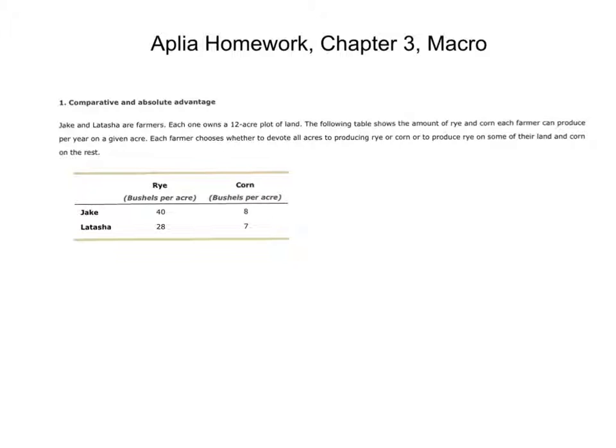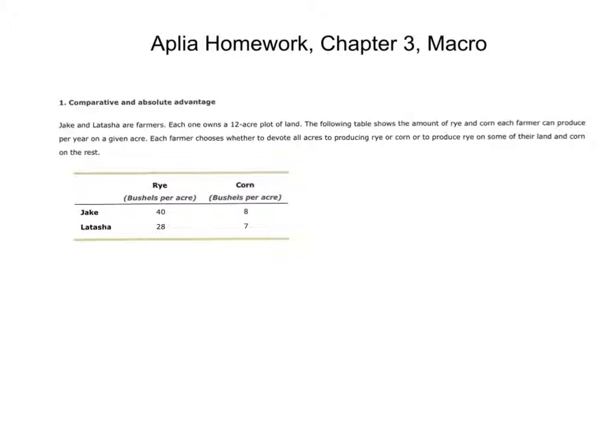But here's some notes on the Aplia homework from Chapter 3. In question 1, Jake and Latasha are farmers. Each has a 12-acre plot of land. I don't know why they didn't make that 10. The math would have been a lot easier. That means that Jake can produce 40 bushels of rye per acre times his 12 acres. So he can produce a total of 480 bushels of rye.